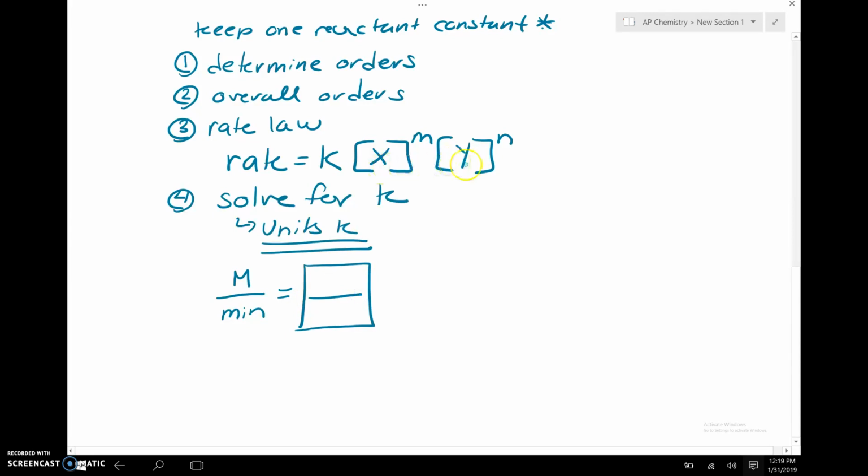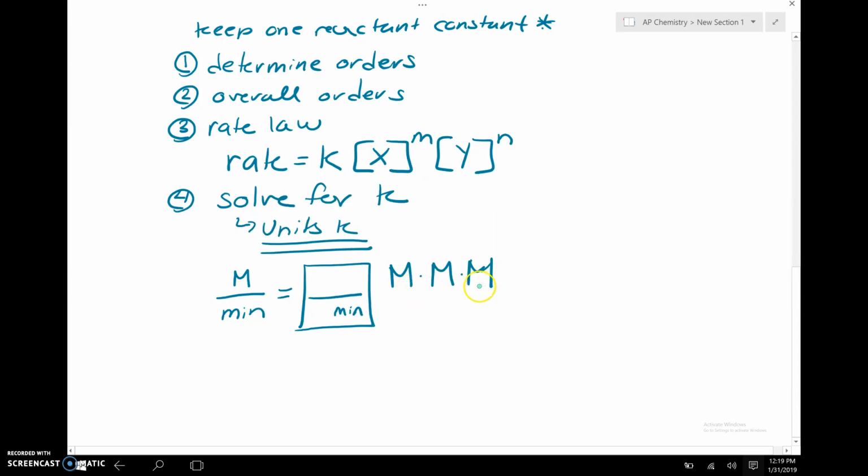And then depending on what I determined my orders, let's say I determined X had an order of 2. That would mean that X, which is concentration, shows up twice, molarity, because I'm saying that m equals 2. And Y is a concentration. Let's assume n equals 1. Then I'm going to throw that other molarity right there. And then I'm going to go ahead and say, okay, what do I need to put in this box so that the right side of this equation equals molarity over minutes? Obviously, I have no unit of time, so I'm going to put in minutes.